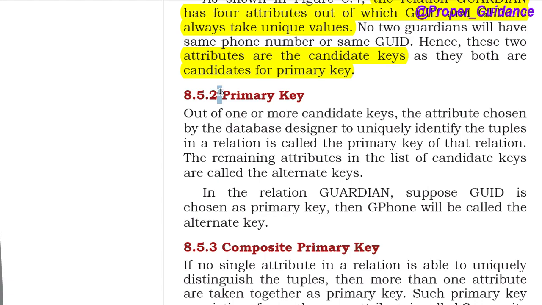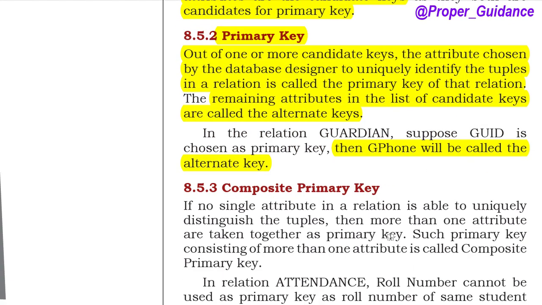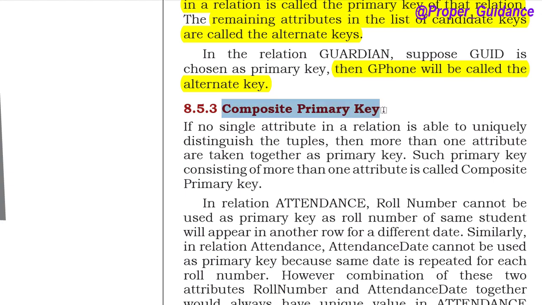Next, primary key. Out of one or more candidate keys, the attribute chosen by the database designer to uniquely identify the tuples in a relation is called the primary key of that relation. The remaining attributes in the list of candidate keys are known as alternate keys. In the relation guardian, suppose GUID is chosen as the primary key, then GPhone will be called the alternate key. Clear?